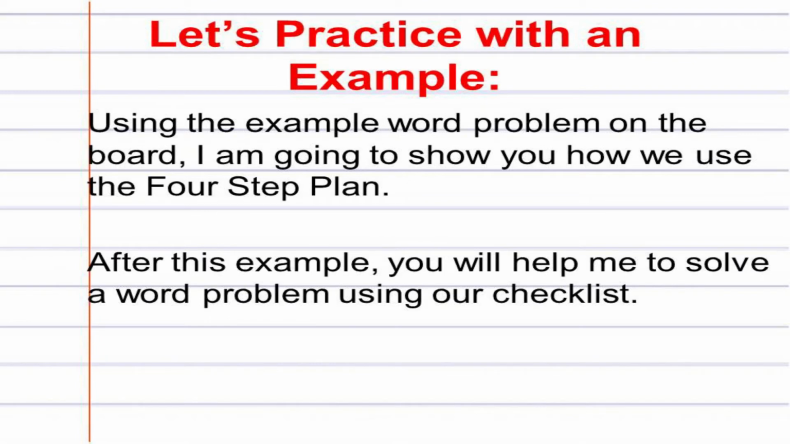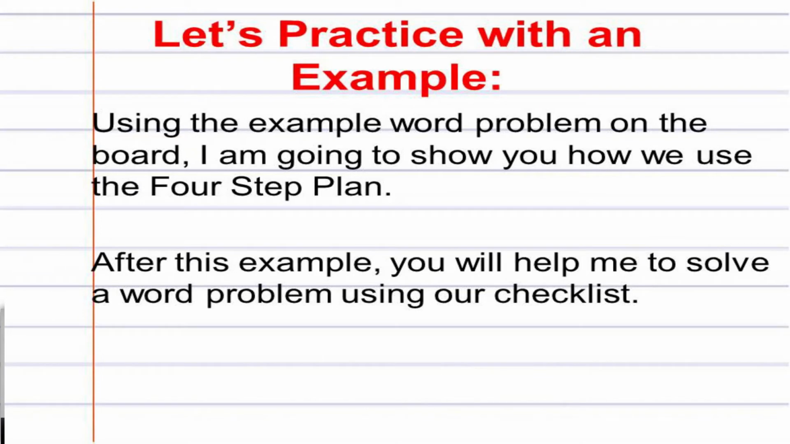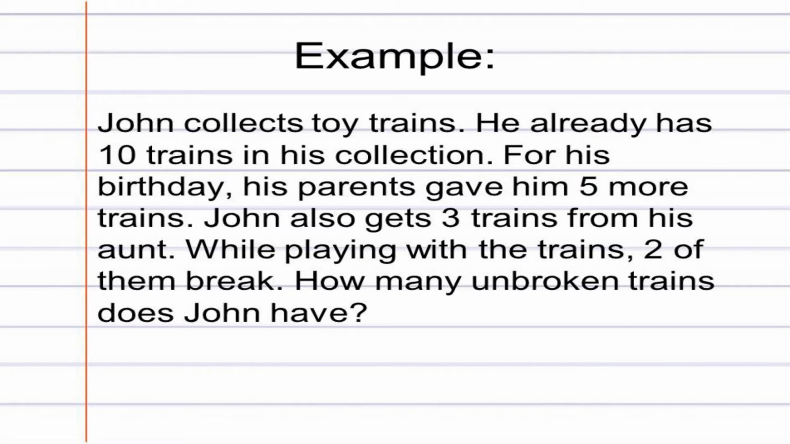So in order for us to process those steps, we're going to use an example on how to solve a word problem. With this one, we're going to use the four-step plan, and let's see how it works. Example: John collects toy trains. He already has 10 trains in his collection. For his birthday, his parents gave him 5 more trains. John also gets 3 trains from his aunt. While playing with trains, 2 of them break. So how many unbroken trains does John have?